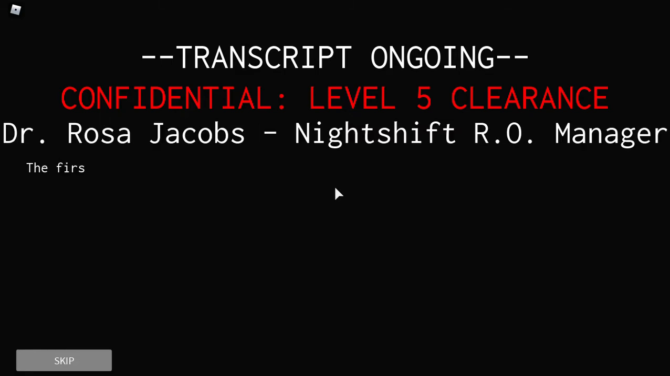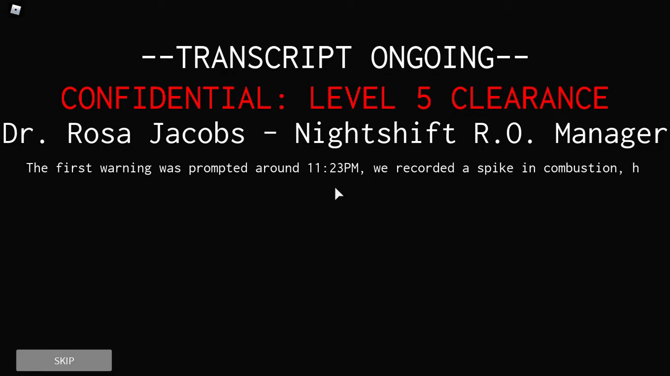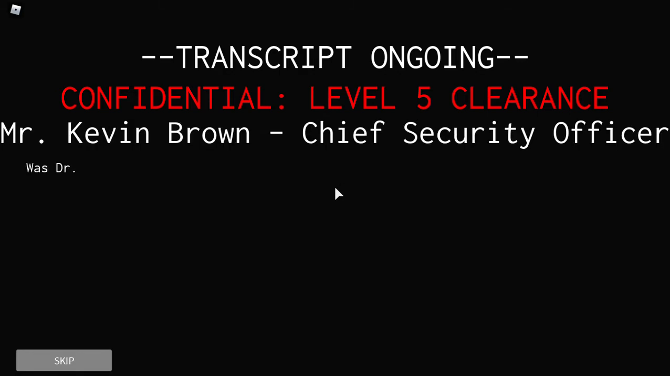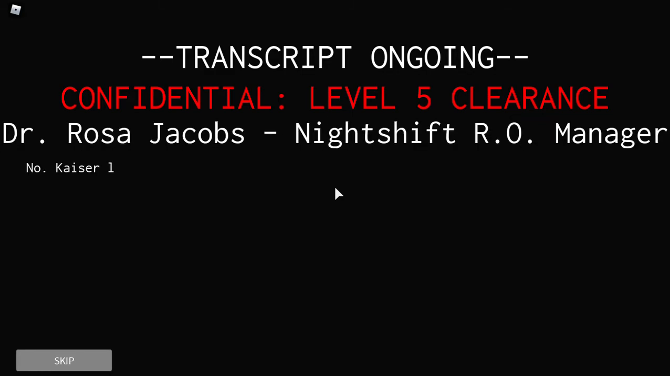The first warning was prompted around 11:23 p.m. We recorded a spike in combustion, however dismissed it as part of the probability for neutron flux spikes. Was Dr. Qserf present in the facility at the time? No, Qserf left the facility 40 minutes prior to the first warning.